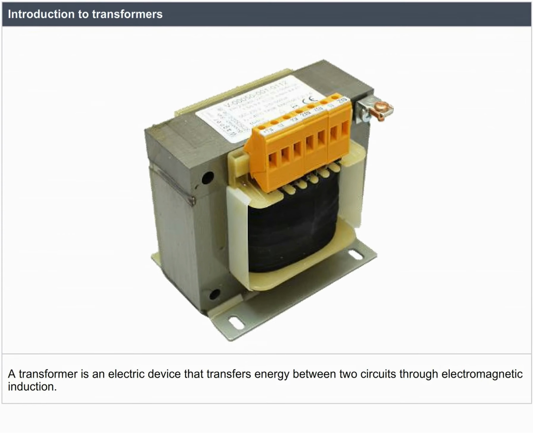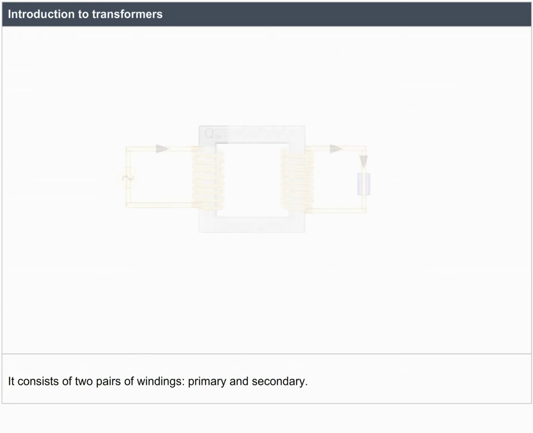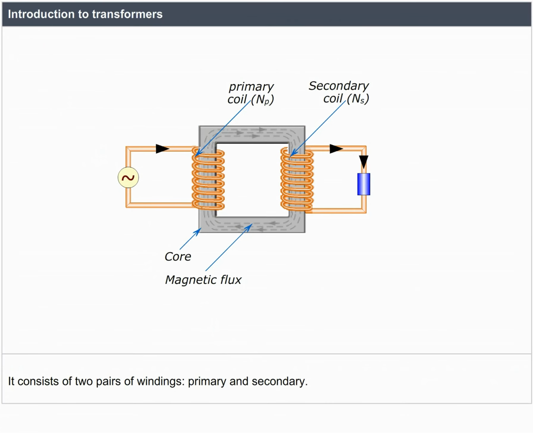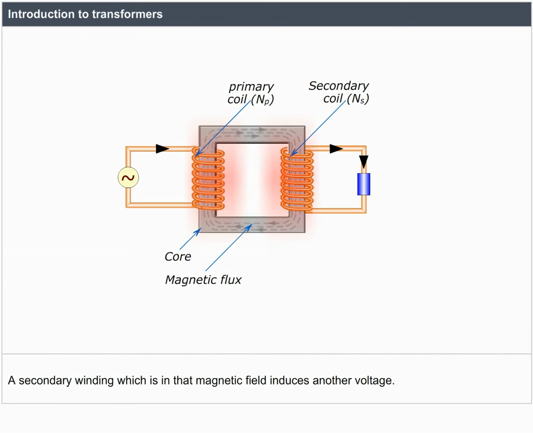Introduction to transformers. A transformer is an electric device that transfers energy between two circuits through electromagnetic induction. It consists of two windings, primary and secondary. A certain amount of voltage is passed on to the primary winding of the transformer, which sets up a changing magnetic field around itself. A secondary winding, which is in that magnetic field, induces another voltage. Thus, the voltage level is changed in the transformer.